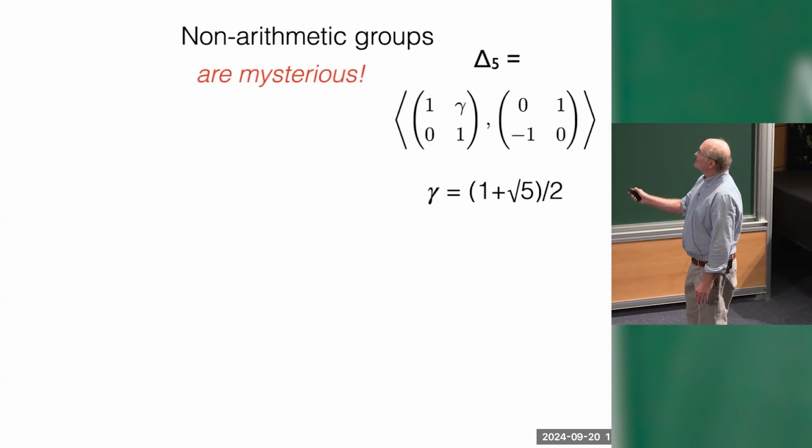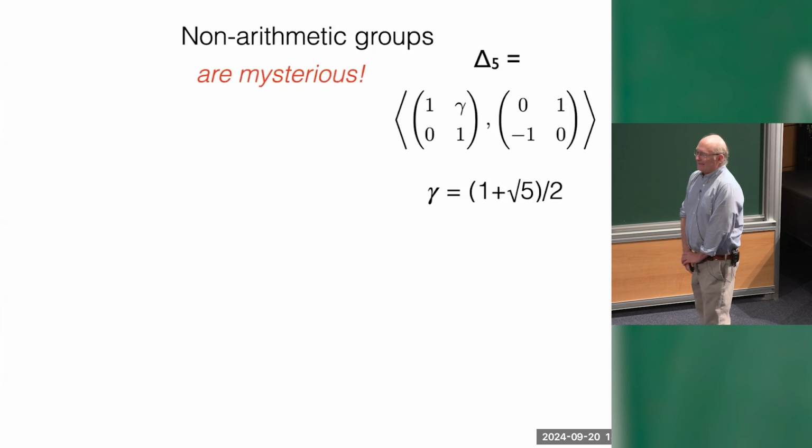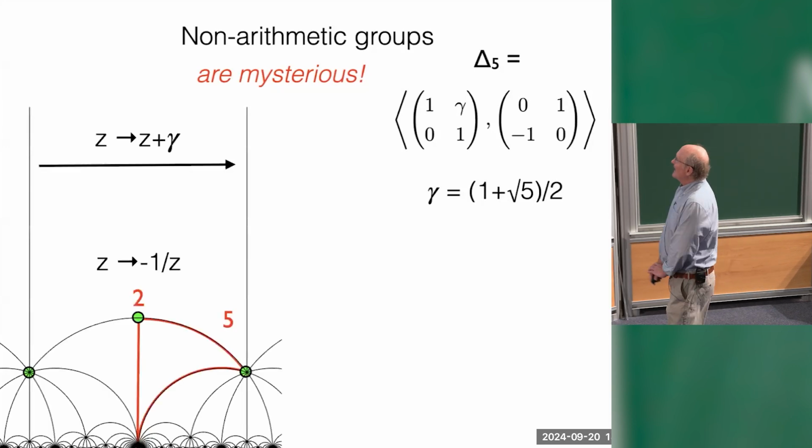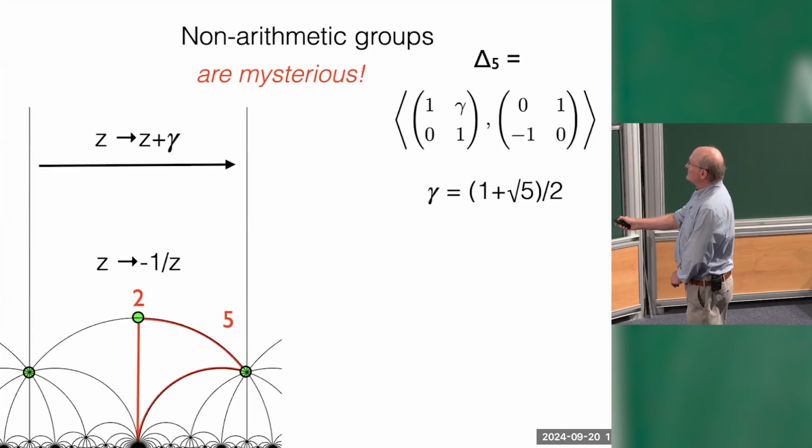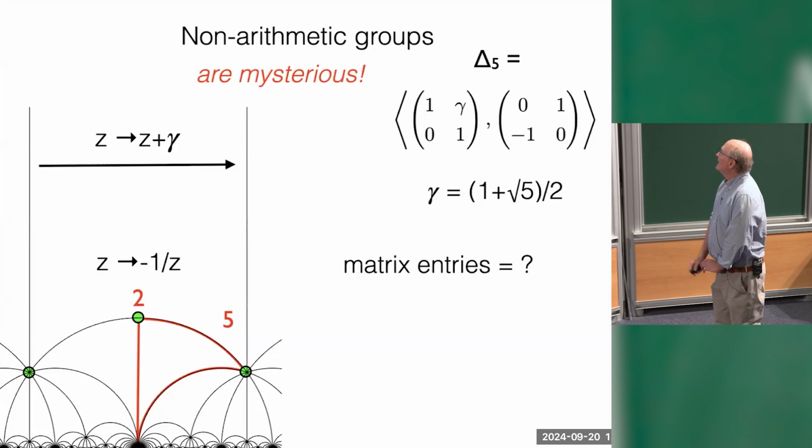So first, here are the generators of the group. That's not so bad. Here they are acting geometrically. There's the 2, 5, infinity triangle.